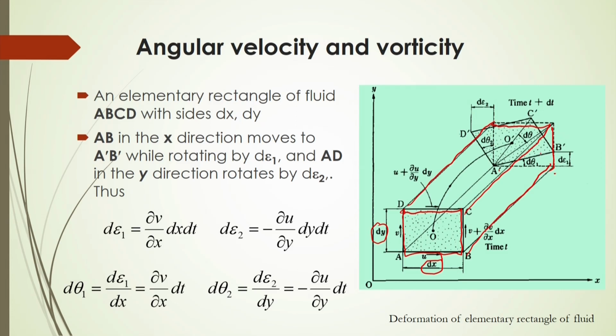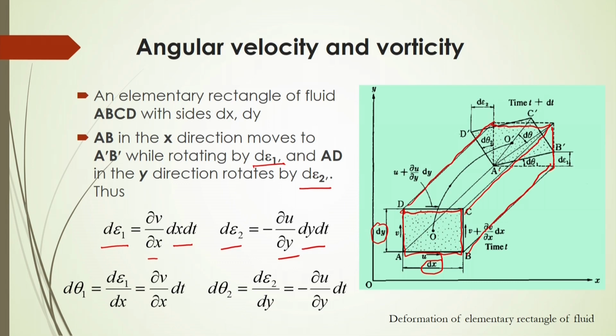Now, very interesting that if we twist this, if we rotate this fluid element with a certain angle, AB rotates by d epsilon 1 and AD in the y direction rotates by d epsilon 2. One is d epsilon 1 at an angle, another is d epsilon 2. Then in this case we can write d epsilon 1 will be equal to ∂v/∂x dx dt, and d epsilon 2 will be equal to ∂u/∂y dy dt. So, in that case what should be the theta of deformation?